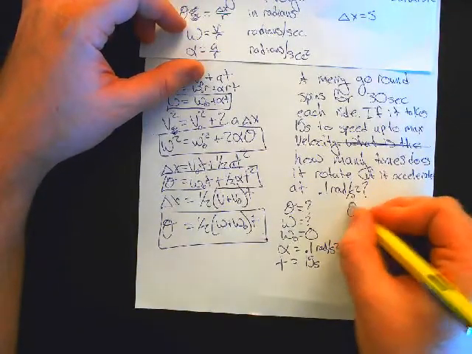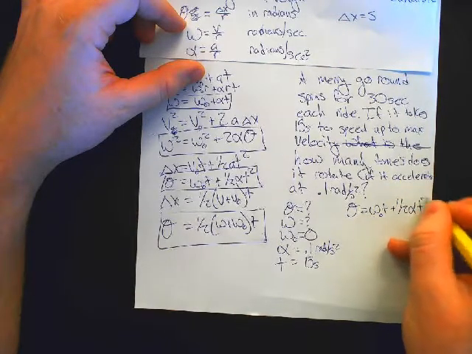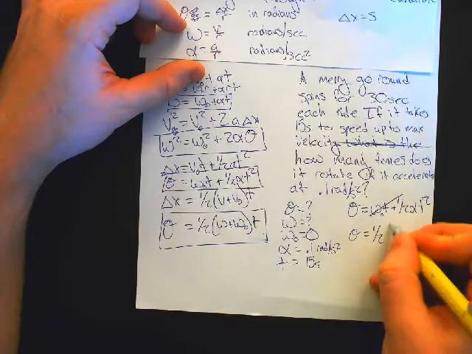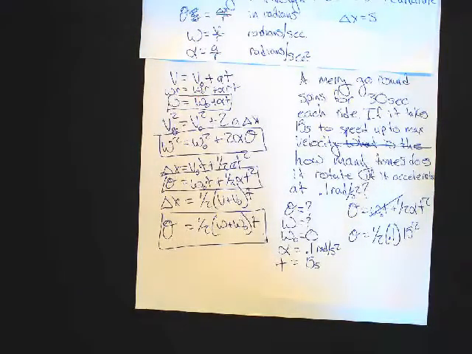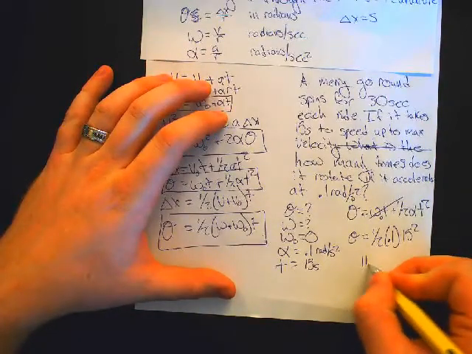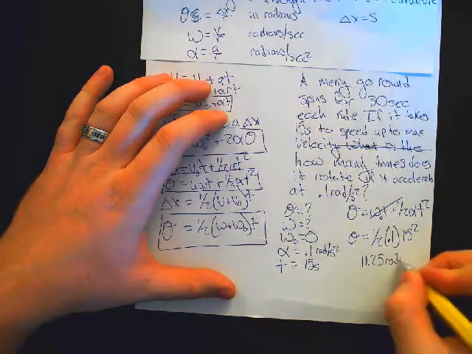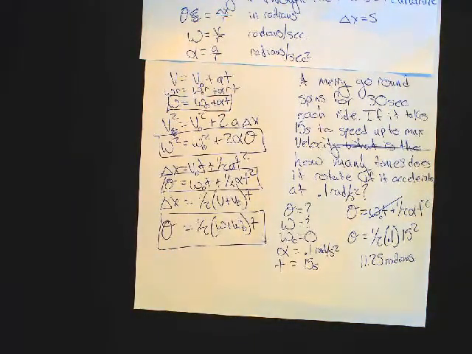Now, if I want to find how many times it rotates, all I've got to do is use theta equals omega naught t plus half alpha t squared. Omega naught is 0. Theta is now equal to half times 0.1 times 15 squared. So half of 225 is 112.5, times 0.1, so 11.25 radians. So how many times does it rotate? I've got to divide that by 2 pi.